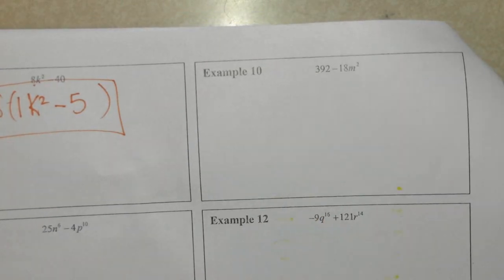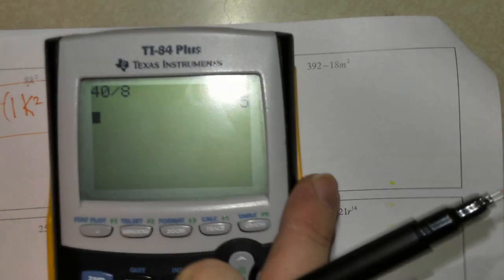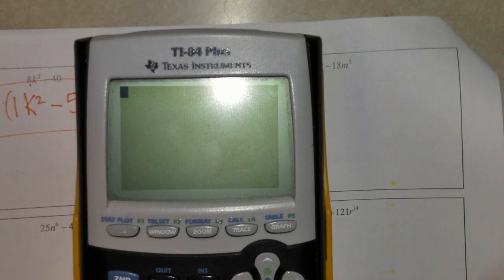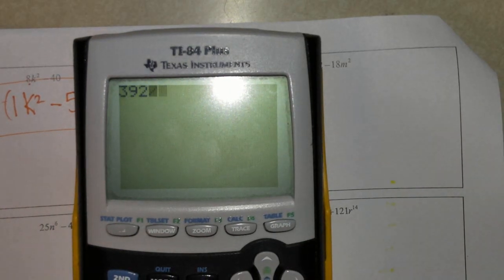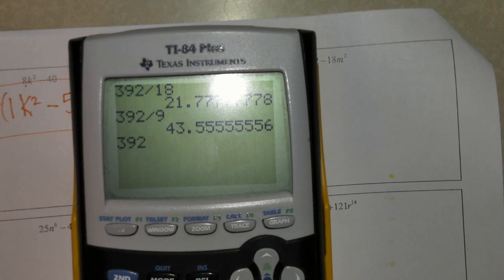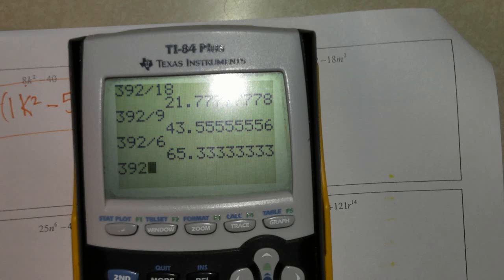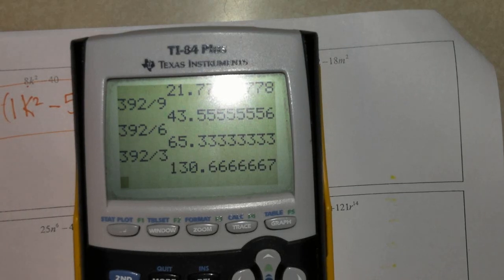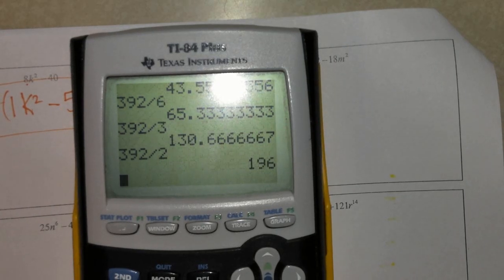Number 10. Is 392 on the list? Yes or no? Is 18 on the list? Nope, it's not. So let's do this together. You ready? I'm going to start with the largest factor of 18, which is 18. 392 divided by 18 does not work. 392 divided by 9 doesn't work. 392 divided by 6 does not work. 392 divided by 3. 392 divided by 2. Okay, we have to divide by 2.